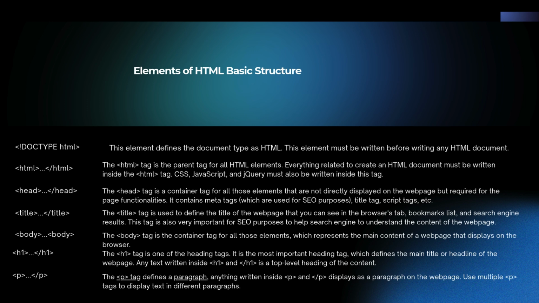Then the last tag for today is the paragraph tag. It's symbolized by the angle bracket, and then we have P. This paragraph tag defines a paragraph, just like I said. Anything written between the paragraph tags displays a paragraph on the page. When you use multiple paragraph tags, it shows that you have different paragraphs.